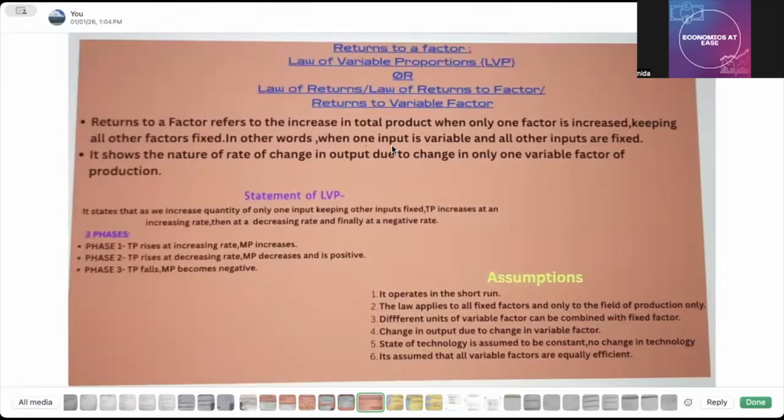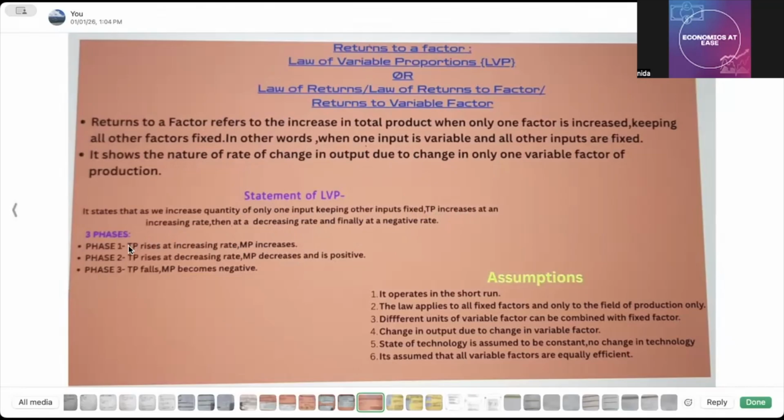Now the next topic is law of returns, or law of returns to factor, or returns to variable factor. So that is law of variable proportion. It shows the nature of rate of change in output due to change in only one variable factor of production. So what is the statement of LVP? If the quantity of only one input is changed and other inputs are fixed, then TP increases at an increasing rate, then a decreasing rate, and finally at a negative rate.